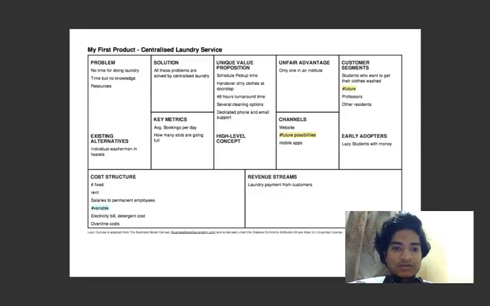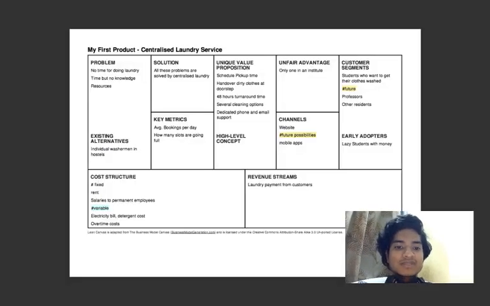So moving on, what are the key metrics? Key metrics being the key number that would define how our business is doing. In this case, we can say average bookings per day. If average bookings are almost full, then we can say that our business is doing good. And how many slots are going full is surely a sign of good business.